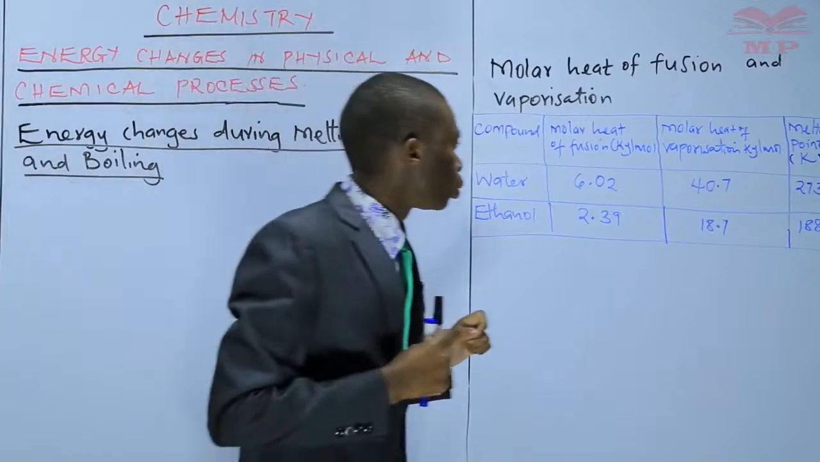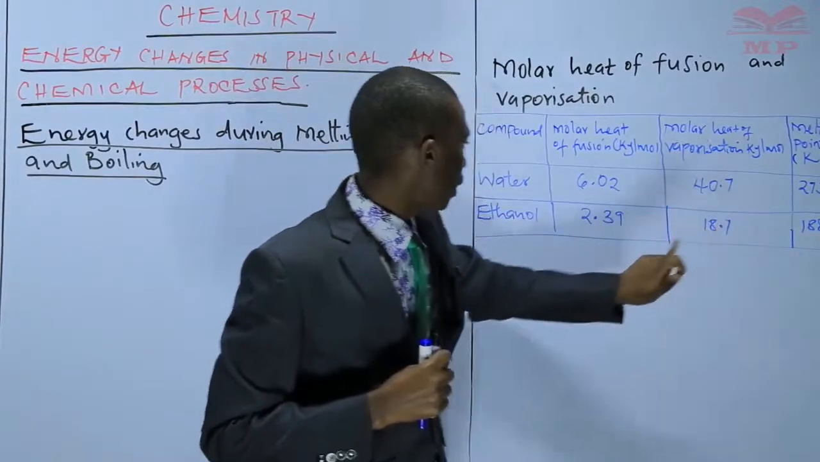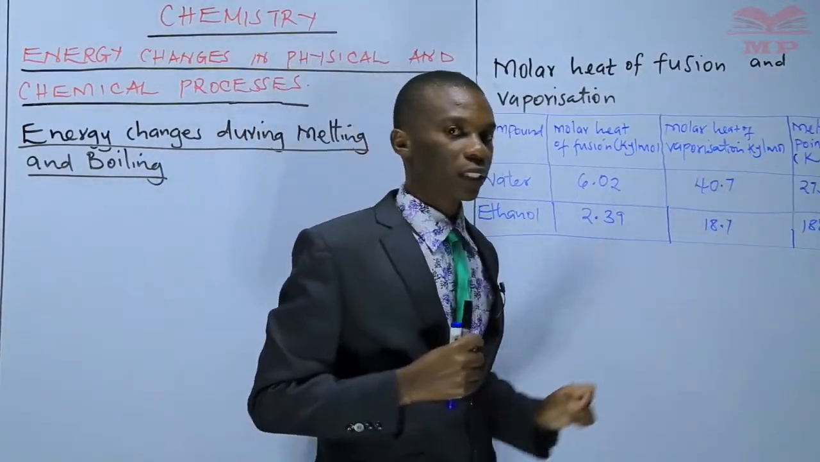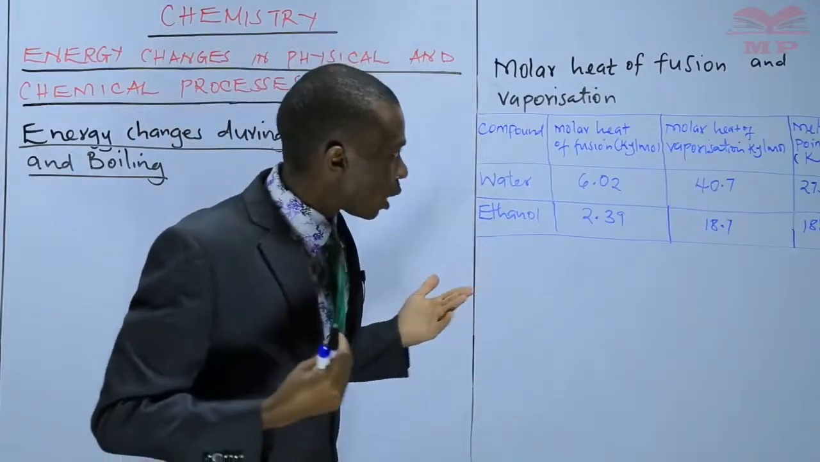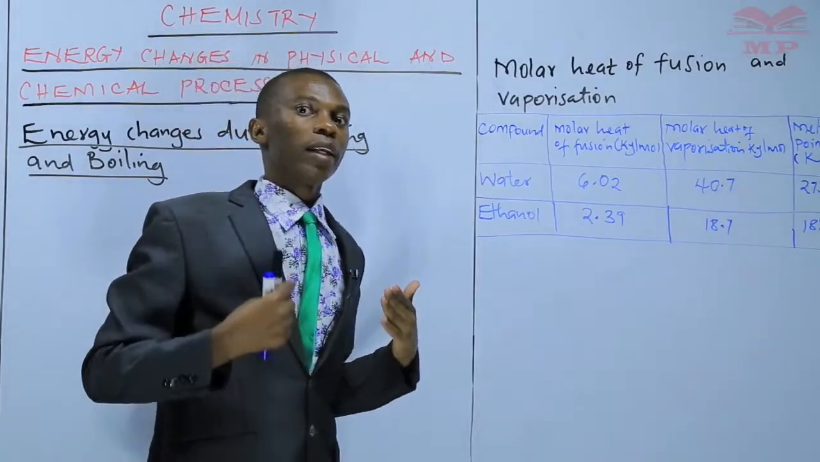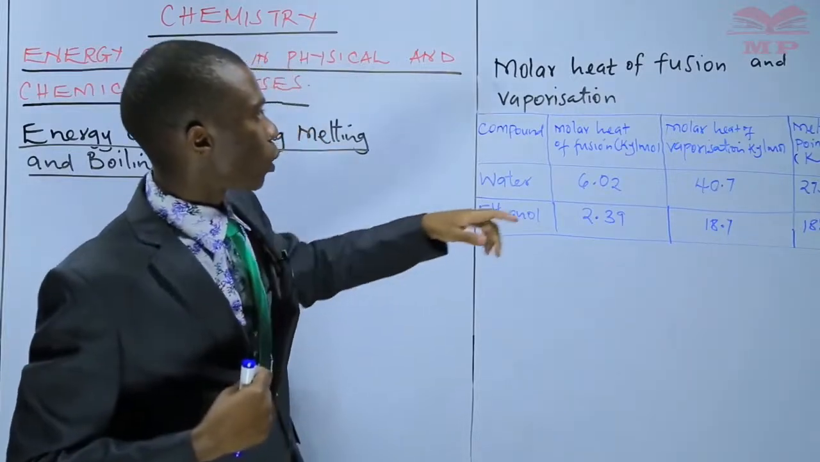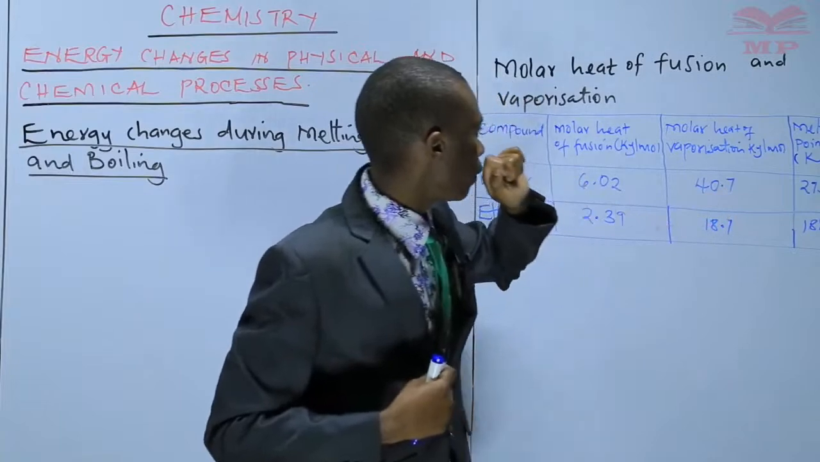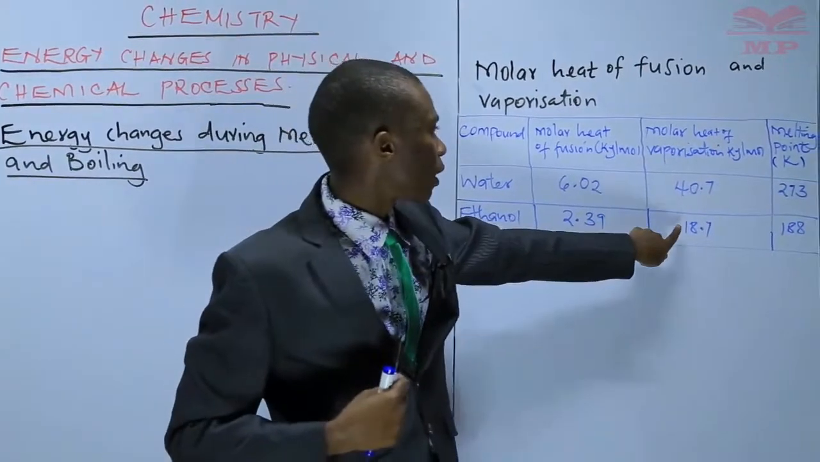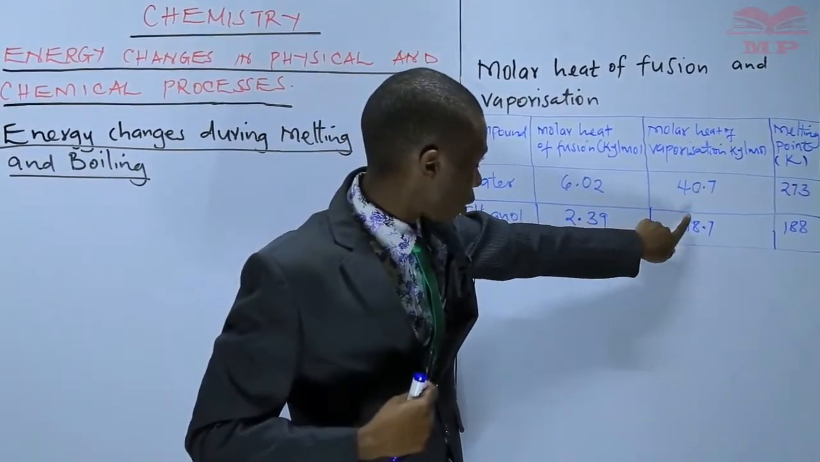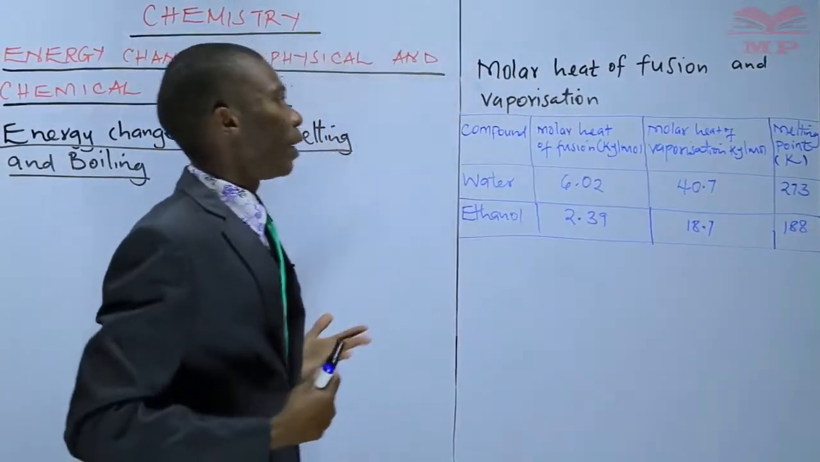If it comes to molar heat of vaporization, in water it's 40.7, and in ethanol it is 18.7. Again, the higher the molar heat of vaporization, the higher the melting point of that substance. So you have the molar heat of vaporization, which is 40.7 for water, and the melting point is 273, and we have 18.7 kilojoules per mole for ethanol, and the melting point is 188.